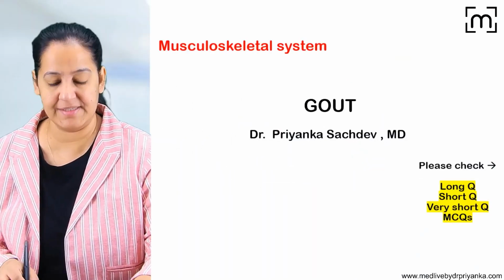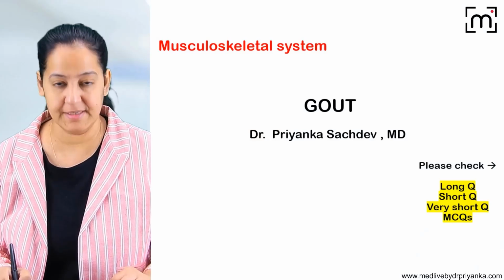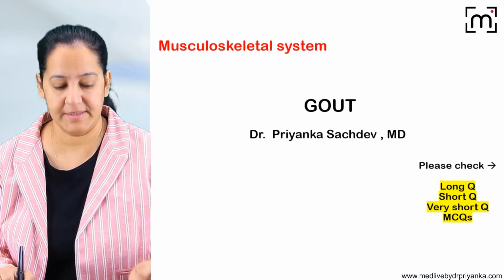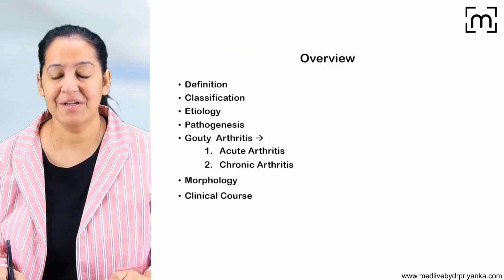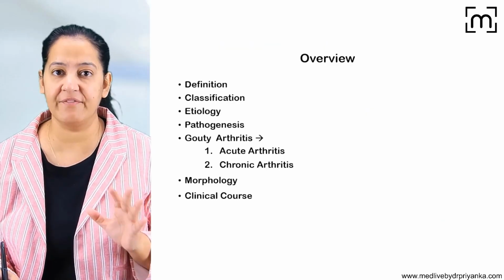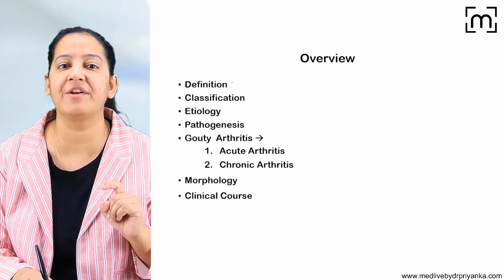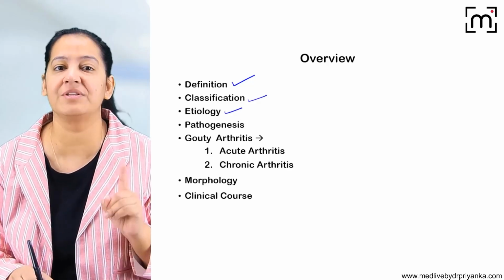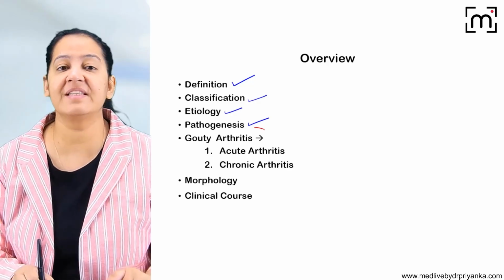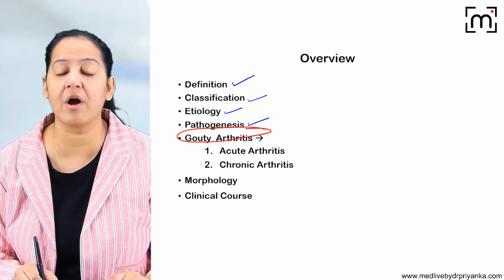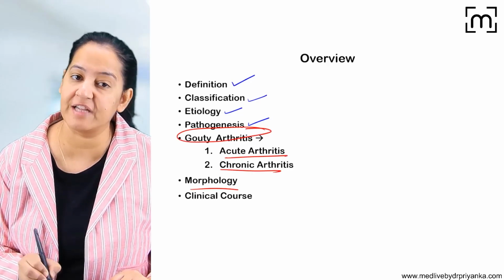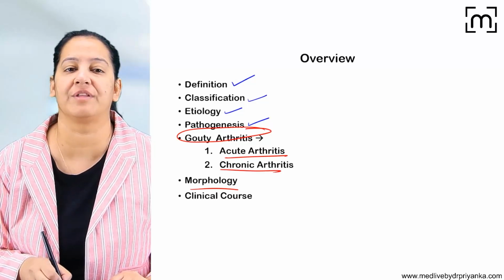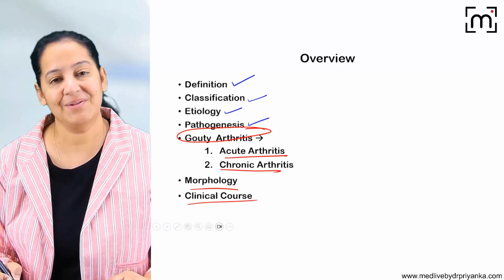So here you can see we are starting the topic that is gout. First of all, this is the overview, the headings under which I'm going to discuss this topic. First, I will let you know the definition, what is gout. Then we will see the classification of gout. Then we will see the etiology and pathogenesis. Finally, we will see the gouty arthritis, the morphology of gouty arthritis, acute as well as chronic. I will tell you the pathogenesis of both of them as well as the morphology of both of them. And finally, the clinical features. So let's start the gout.